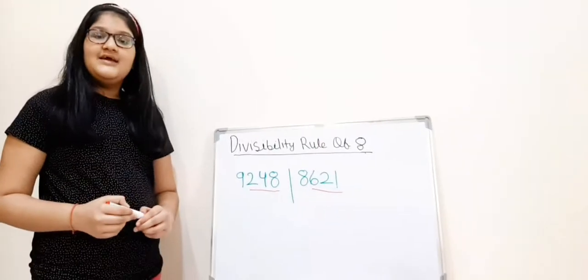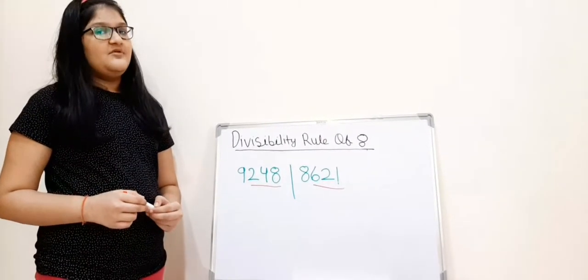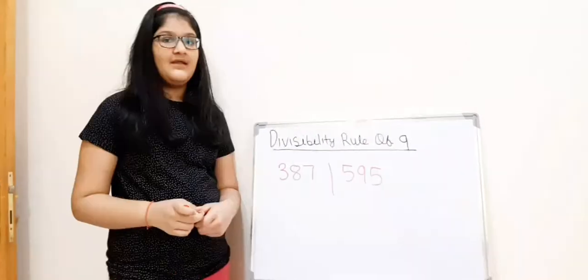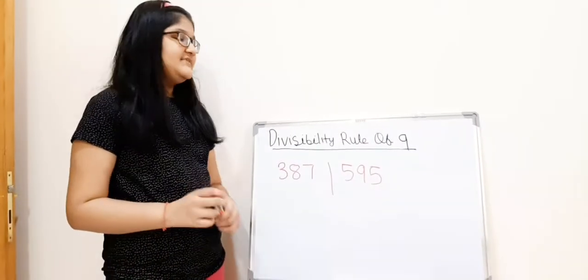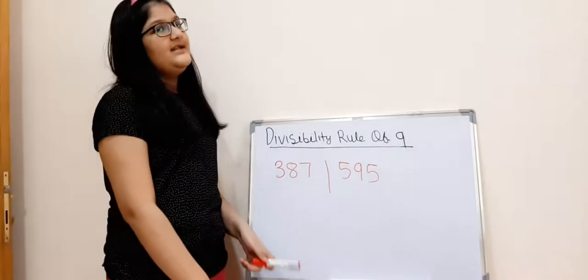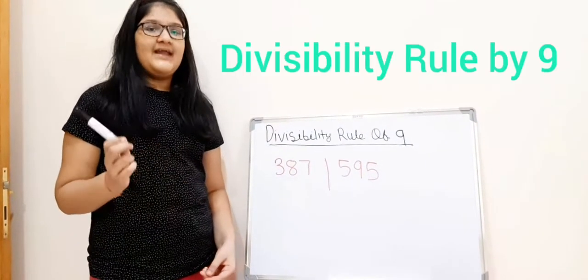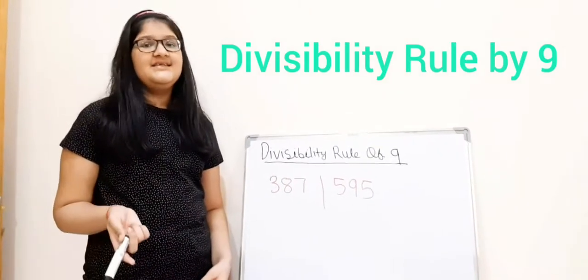Okay. So the rule is that the last 3 digits should be divisible by 8. Then only the whole number will be divisible by 8. So now let's see the divisibility rule of 9. In the divisibility rule of 9, the sum of the digits should be divisible by 9. It is just like 3 only.